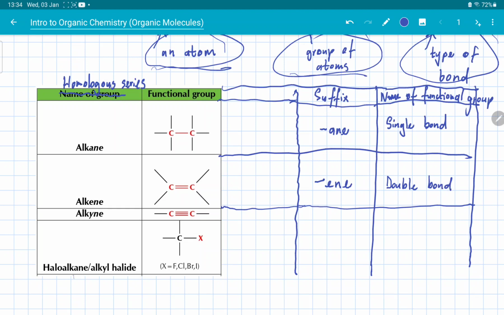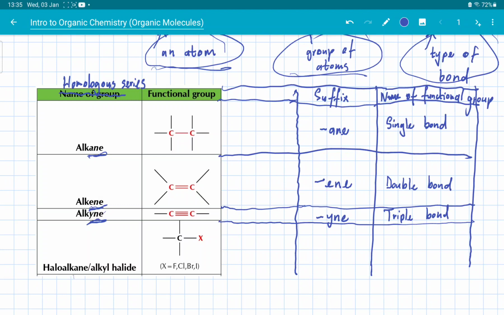And then now we get to alkynes. I think you will see a pattern if you have paused the video. They will end with YNE. And the name of the functional group, always between two carbons, is a triple bond. So triple bond here.